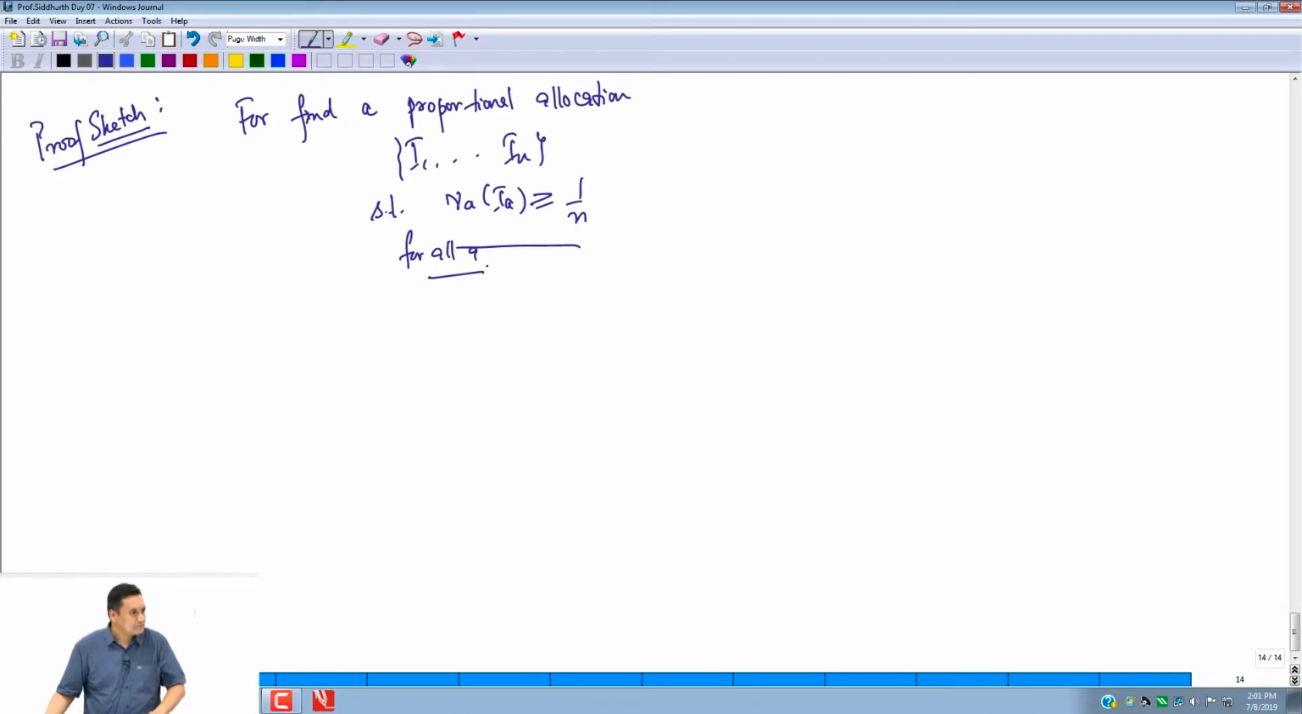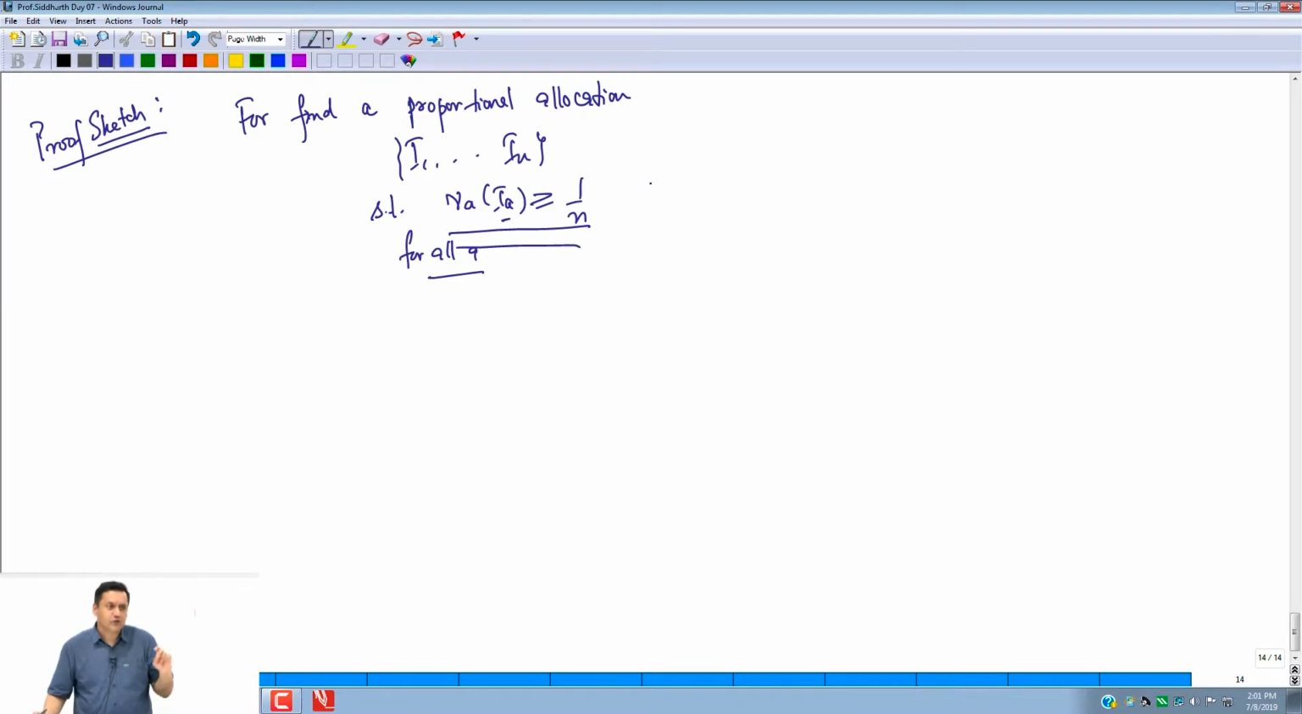What was that? Just return the whole cake, right? Trivial. I fixed any agent, and there's no concern for any other agent. If this is a super entitled agent and you really don't want to worry about other agents, there's a very simple way to find an interval that satisfies this inequality. Just set IA to be the whole cake. The value is 1, you get it, fine.